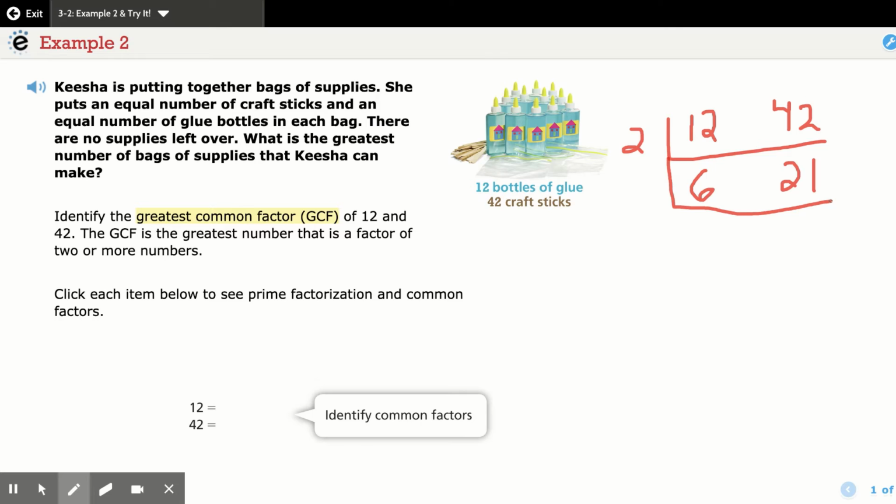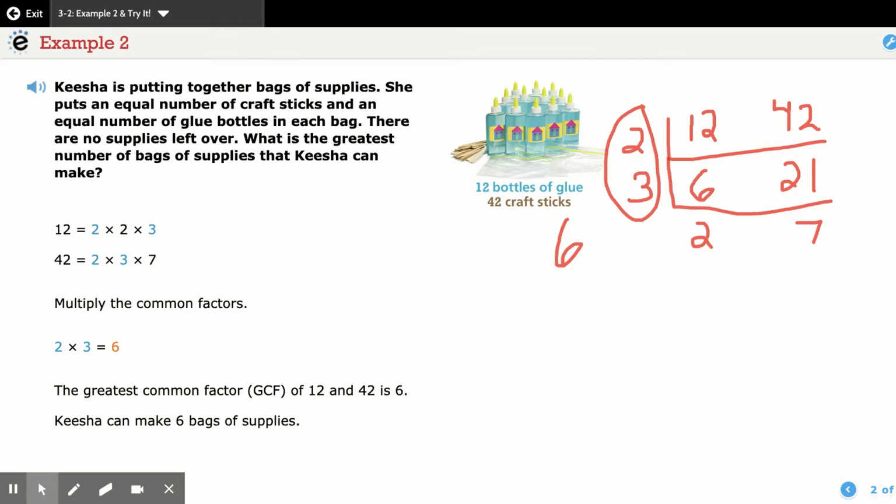and 21 are both divisible by 3, and 6 divided by 3 is 2, and 21 divided by 3 is 7. And now 2 and 7 don't have any common factors besides 1, so we can stop right here, and that means that we would use these two numbers for our GCF, and 2 times 3 is 6. So the GCF is 6. So meaning that the GCF is 6, Keisha can make 6 bags of supplies.